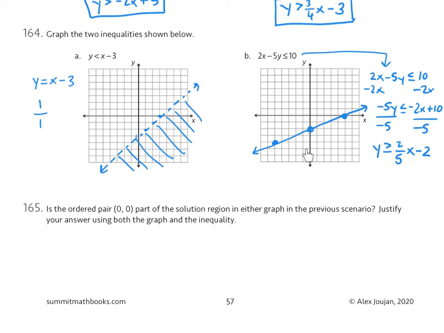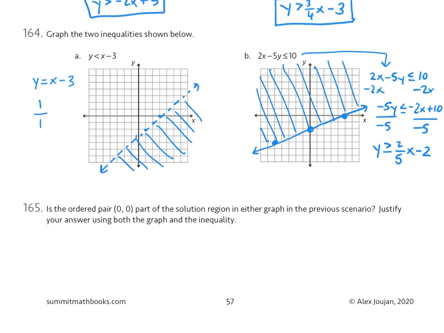Y values are up and down, so if I want to shade the points where y is greater than this line, then I shade above all of this. And I can do that carefully, or I can just go and draw enough lines that make it clear which side I have shaded from that boundary line.